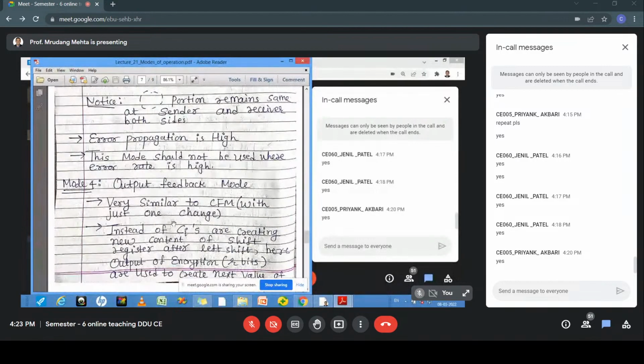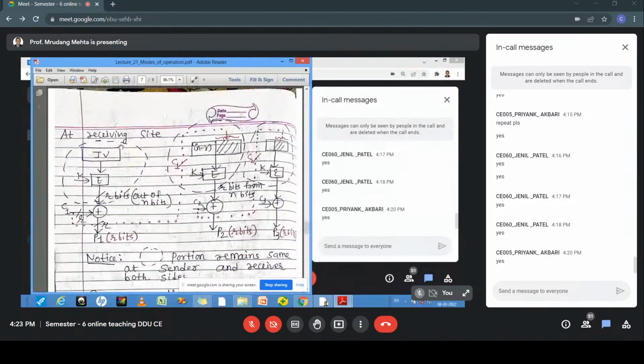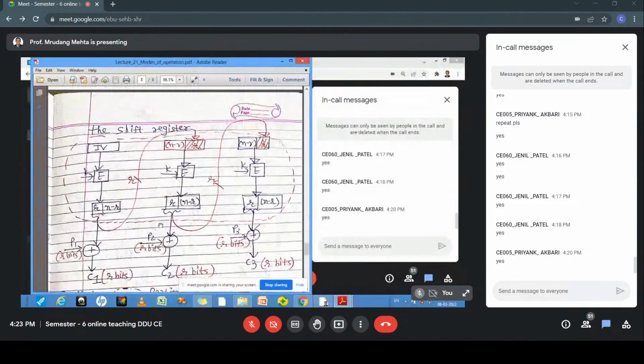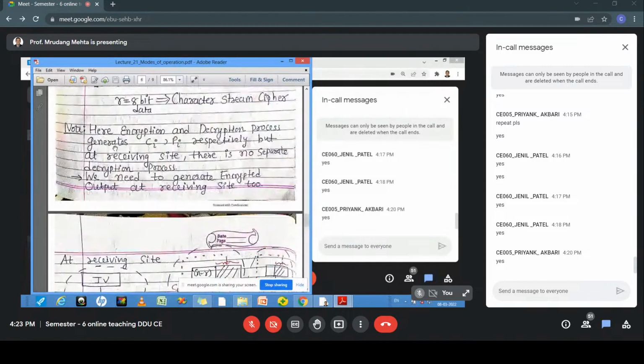So when the error rate is high, which usually happens in satellite communication, we use the fourth mode, that is output feedback mode. It is similar to this. Here, what happens? Instead of C1 replacing the r zeros, these r bits are directly replaced here. So the transmission error will not propagate. Understood? See what happens here.